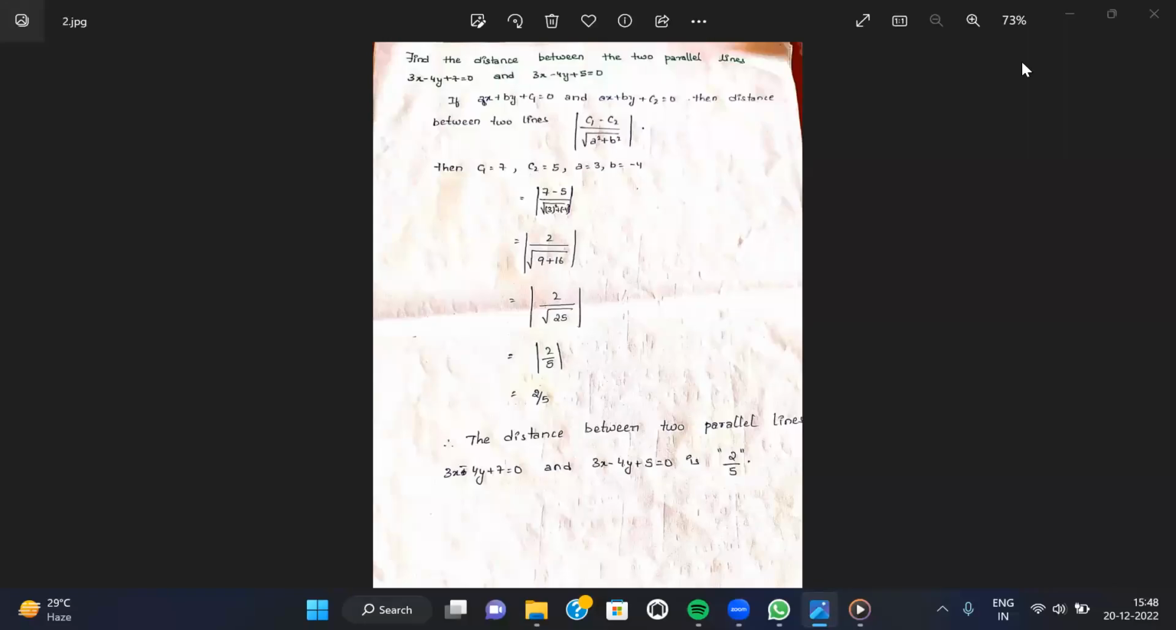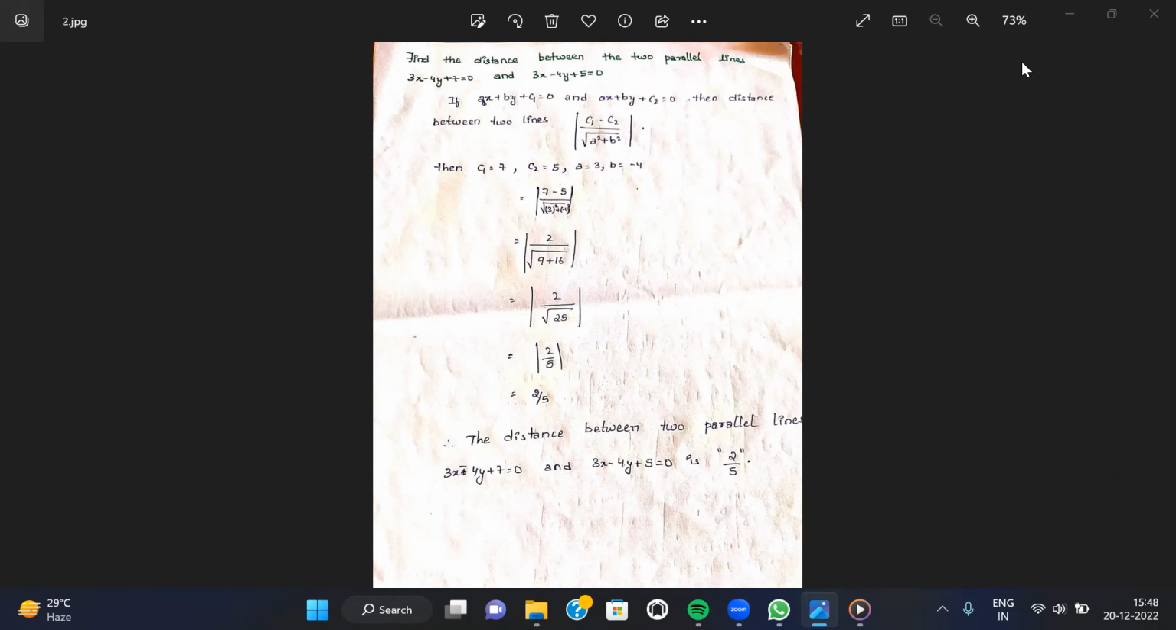Hi friends, today we are discussing straight lines. So here we go with the question: find the distance between the two parallel lines 3x minus 4y plus 7 is equal to 0 and 3x minus 4y plus 5 is equal to 0.